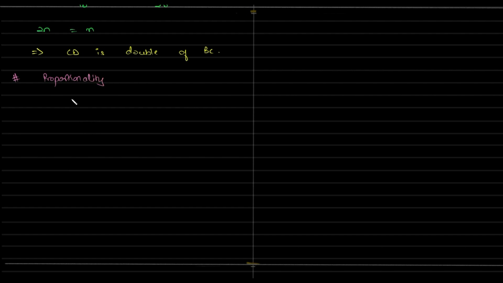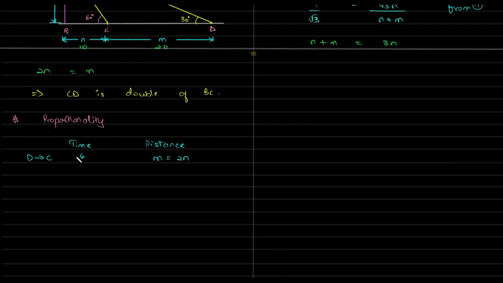So the idea of proportionality works like this. We need to write the two entities, in this case, distance and time, right? As the speed is fixed, we can tell time and distance are directly proportional. So if we are moving from D to C, we are taking 6 seconds, and the distance between that is m, which is 2n.